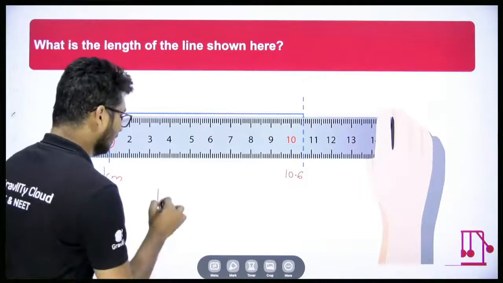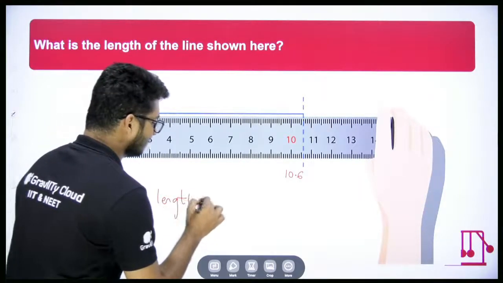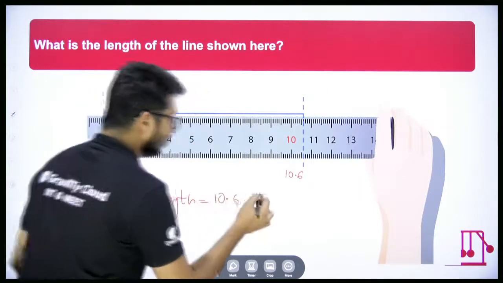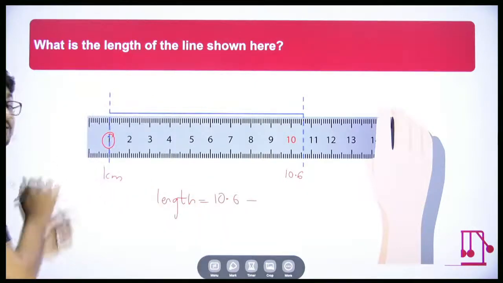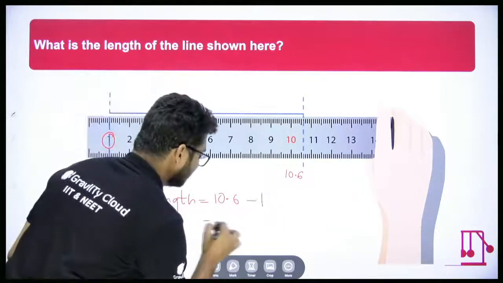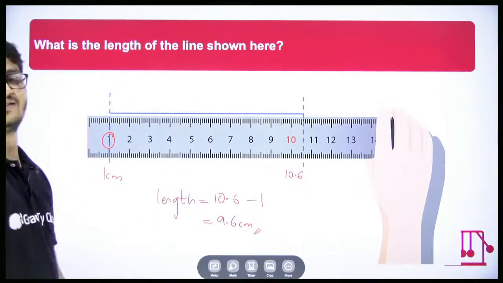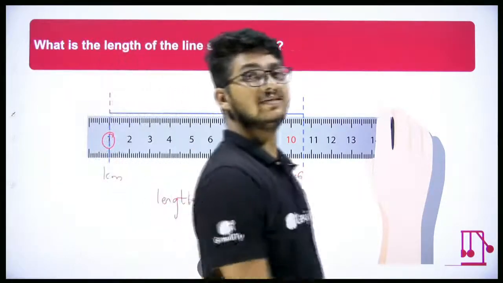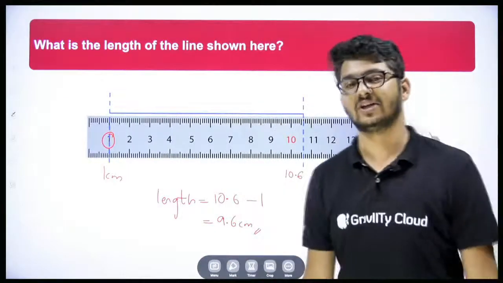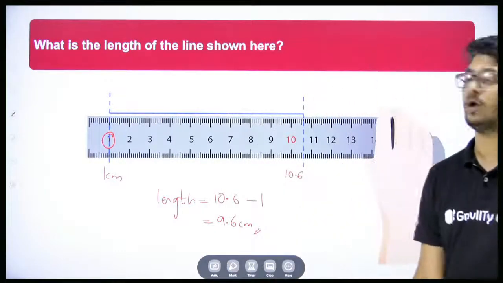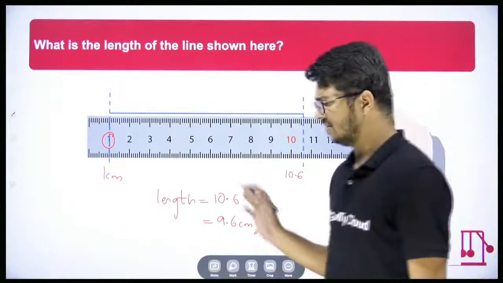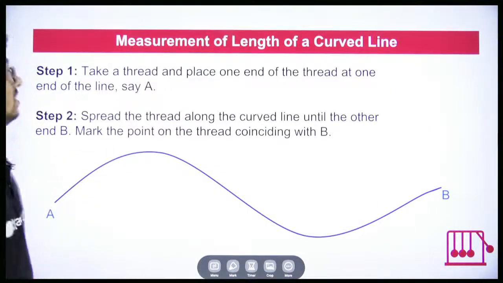The length will be 10.6 minus what is on this side, on the other side 1. So 10.6 minus 1, it will be 9.6 centimeter. Understood? Okay. Simple. Right? Okay. Next question, or next topic.